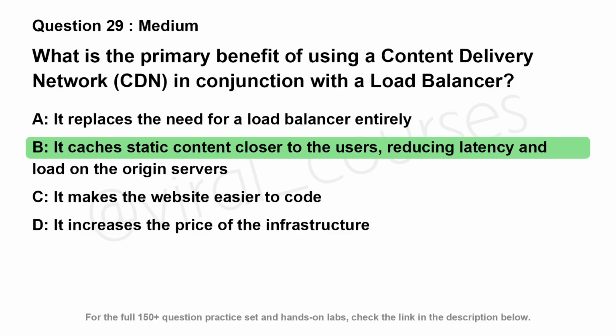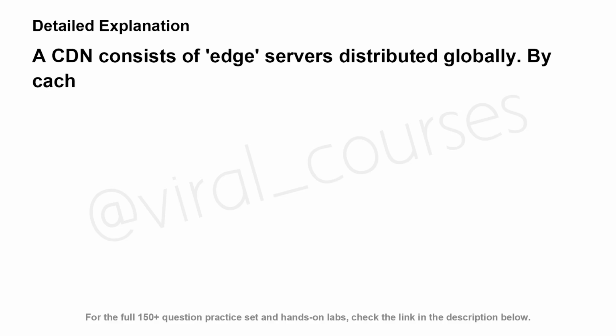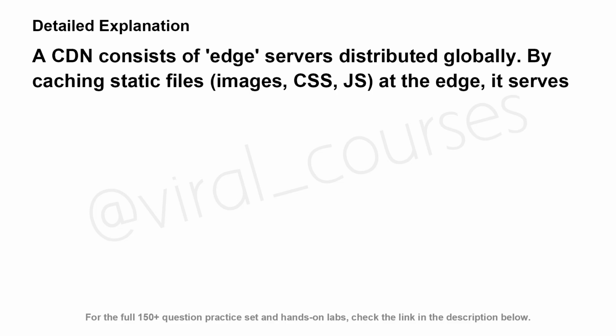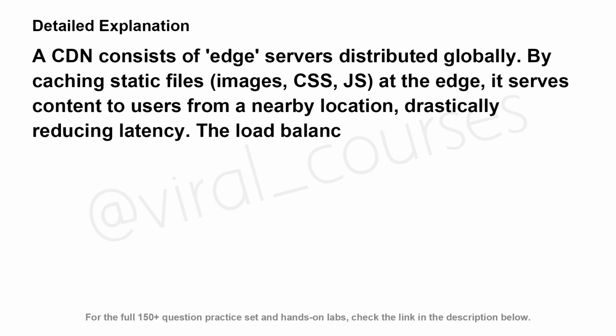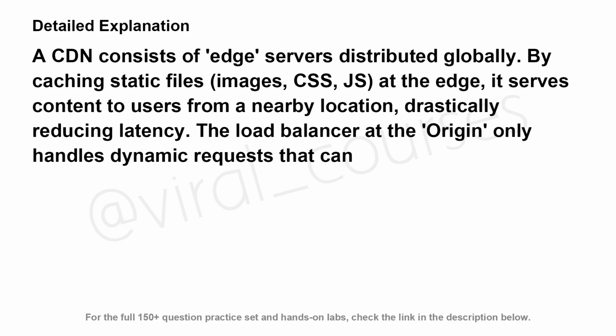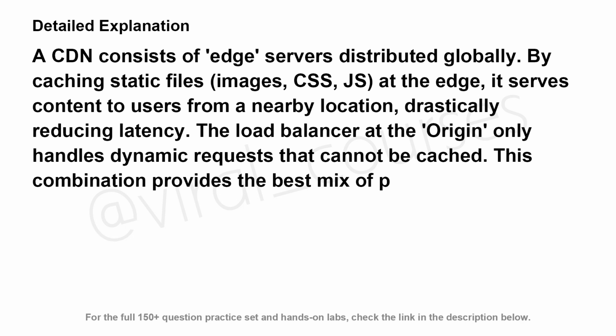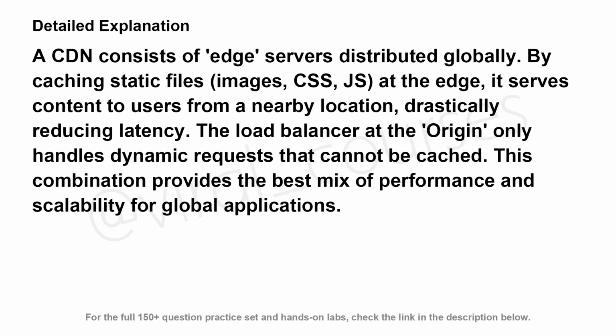The correct answer is B. A CDN consists of edge servers distributed globally. By caching static files, images, CSS, JS, at the edge, it serves content to users from a nearby location, drastically reducing latency. The load balancer at the origin only handles dynamic requests that cannot be cached. This combination provides the best mix of performance and scalability for global applications.